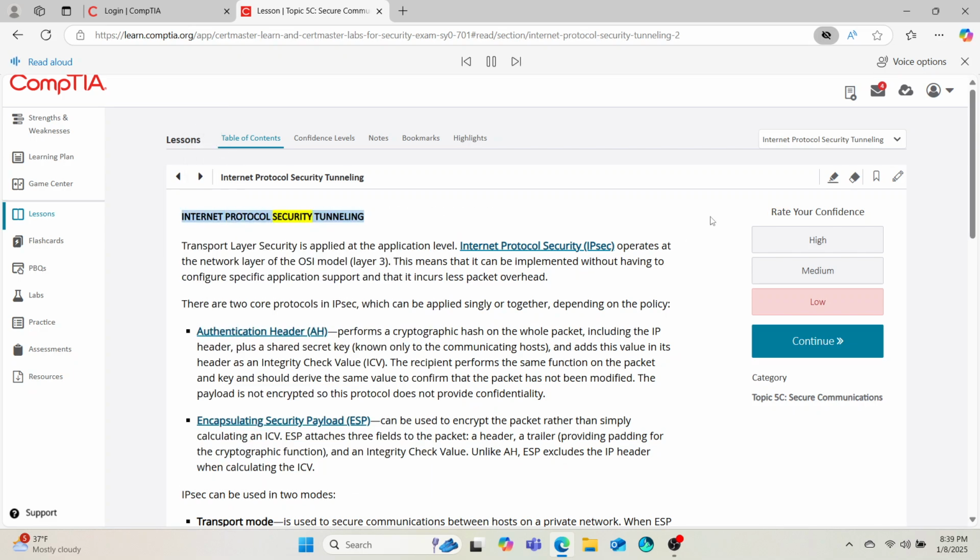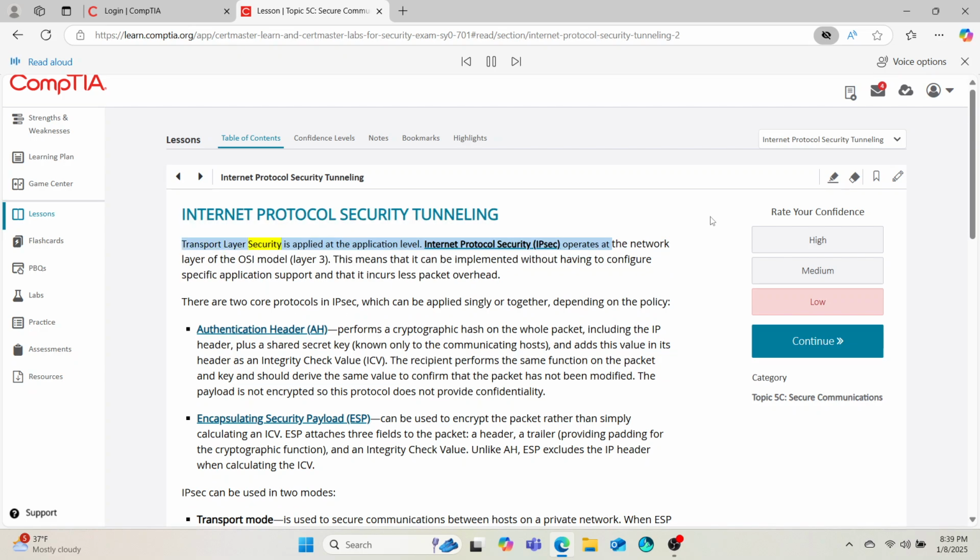Internet Protocol Security tunneling. Transport Layer Security is applied at the application level. Internet Protocol Security, IPsec, operates at the network layer of the OSI model, Layer 3. This means that it can be implemented without having to configure specific application support and that it incurs less packet overhead. There are two core protocols in IPsec, which can be applied singly or together, depending on the policy.